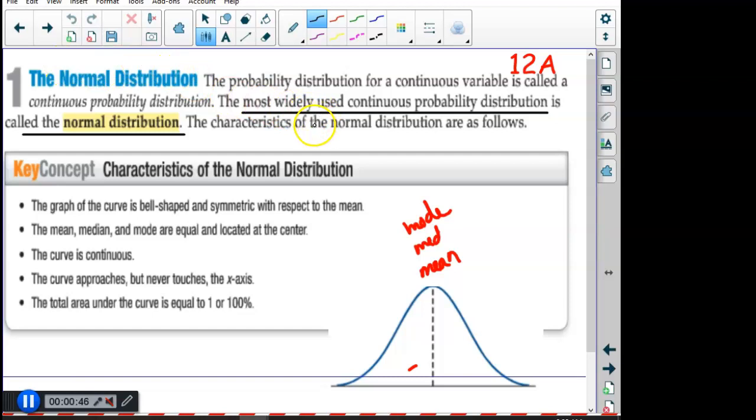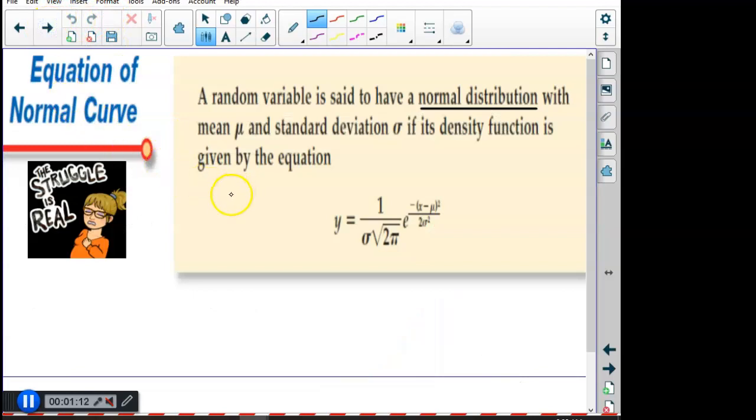All right. Again, reviewing what this meant. The most widely used continuous probability distribution is called the normal distribution. It approaches but never touches the x-axis, and the entirety of the area underneath is 1 or 100% probability. And it means the mean, median, and mode are all at the same place.